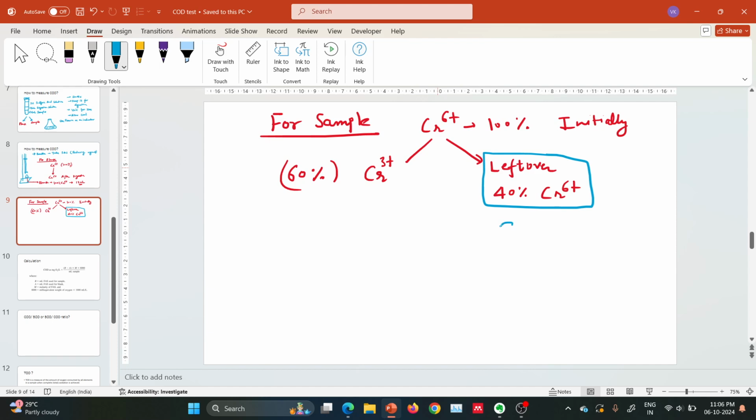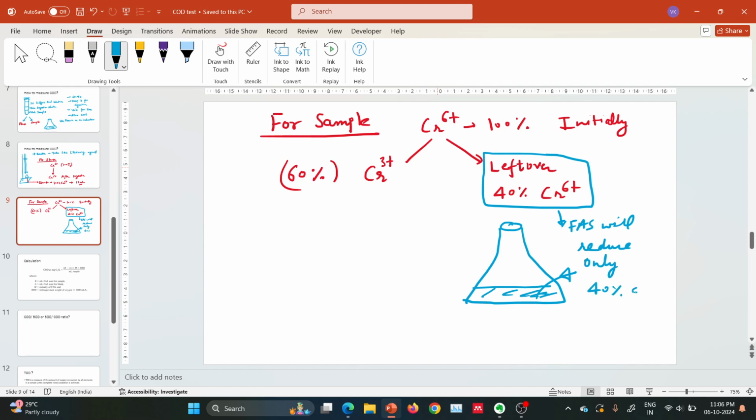So what is happening here? The conical flask, we transfer the content, so the FAS will be titrated. FAS will reduce only the 40% of the Cr6 plus.